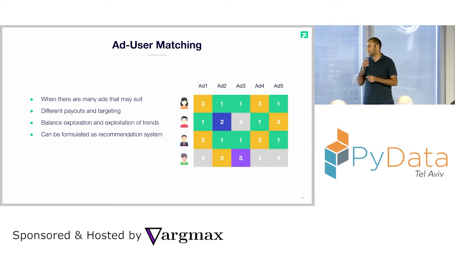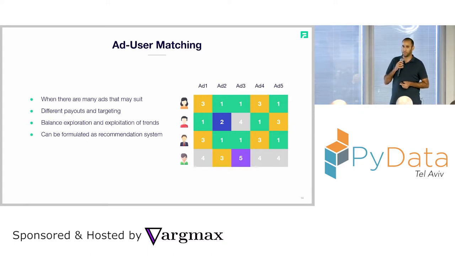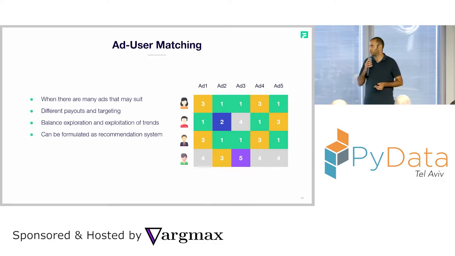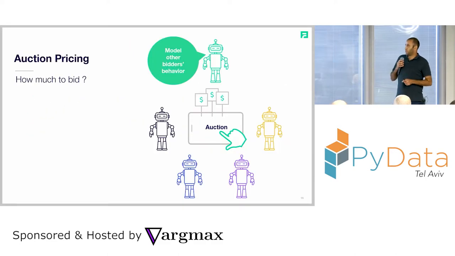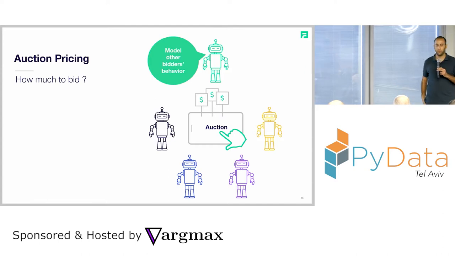And eventually this is something that can be formulated as a recommendation system. By the way, Taboola and some other cool companies are doing such things. Our main challenge, which we'll focus on in today's session, is auction pricing. The main question here is basically how much to bid.